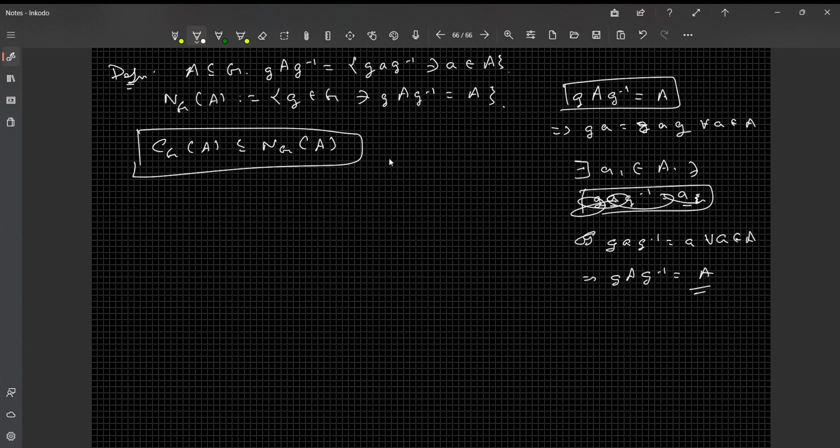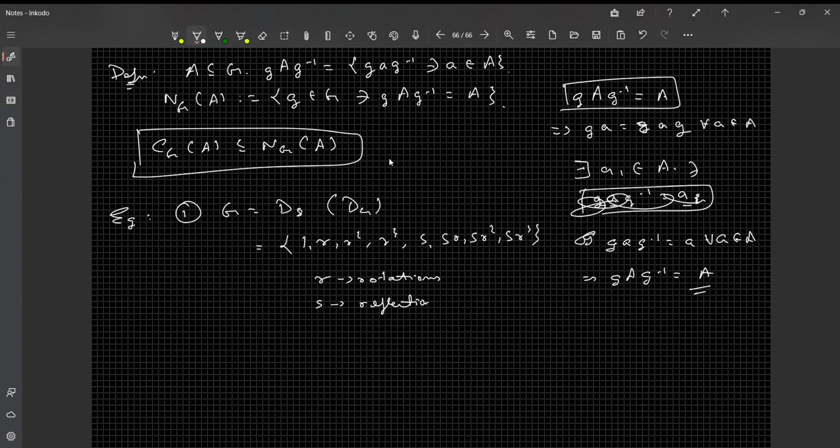Okay, so let us go through a few examples. Example number 1. Suppose G is the dihedral group of the regular four-sided polygon. We also represent this as D4, right? So what are the elements in D8? They are 1, R, R squared, R cubed, then we have S, SR, SR squared, SR cubed, where R represents rotations and S represents reflections. Clear?